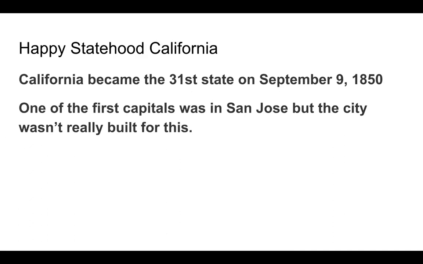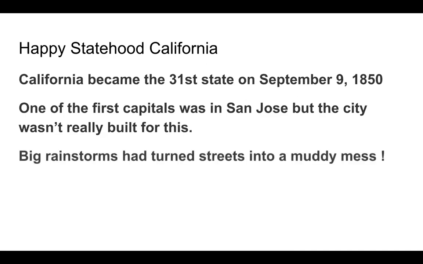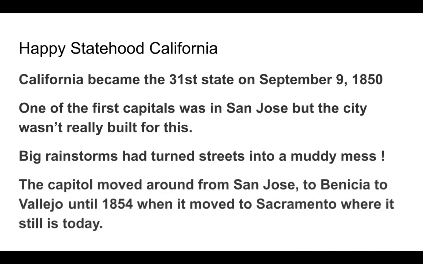And then it shifts to San Jose. But San Jose really isn't a city built for this. It was a lot of farmland. There's not a lot of buildings really at this time in San Jose. And then there's a big rainstorm that comes through, and San Jose basically just turns into one big muddy puddle. And so they start moving it around some more. It will leave San Jose, it'll go to Benicia, it'll go to Vallejo for about a month, and then it will settle on the city of Sacramento in 1854, where it still is today.